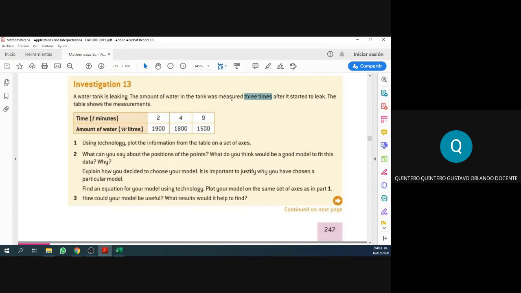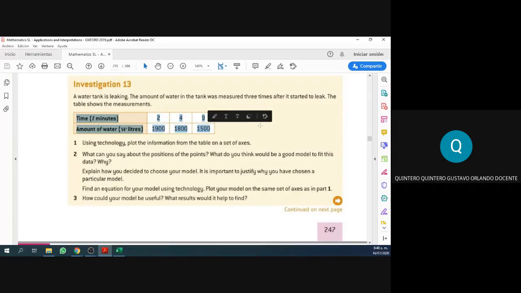So in here we are measuring the amount of water in a tank. But you can just measure the growth of some plants, right? That is something for biology. So modeling can be applied to other areas, and it is the same process. All right, so we're measuring the amount of water in the tank. We measure it 3 times after it starts to leak, and then we have this data.